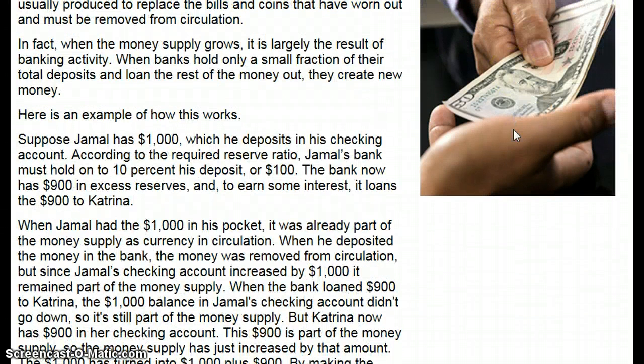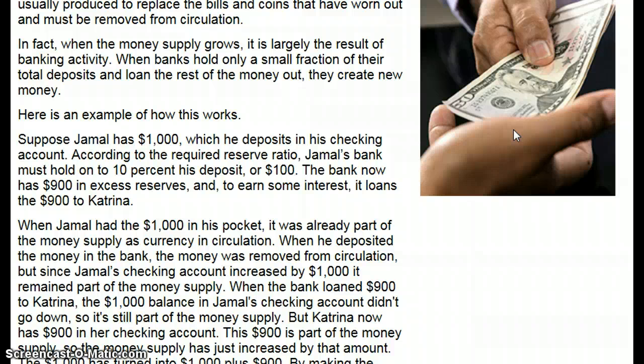Suppose Jamal has $1,000, which he deposits into his checking account. According to the required reserve ratio, Jamal's bank must hold on to 10% of his deposit, or $100. The bank now has $900 in excess reserves, and to earn some interest, it loans the $900 to Katrina.